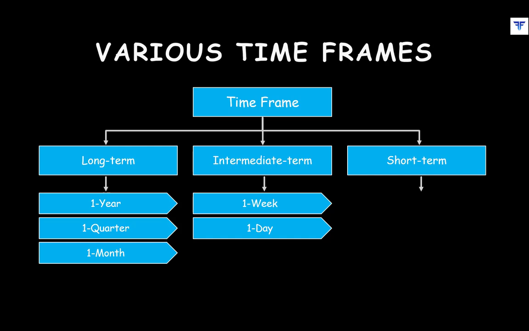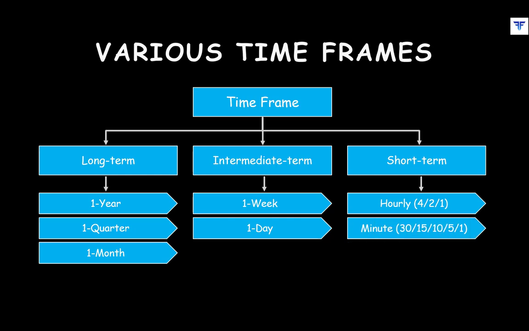Finally, the short-term time frame includes the hourly and the minute time frame. Hourly time frames commonly include the 4-hourly, the 2-hourly, and the 1-hourly time frames, whereas minute time frames commonly include the 30 minutes, 15 minutes, 10 minutes, 5 minutes, and 1 minute time frame. These time frames are used to understand and analyze the shorter term and the intraday price trends of securities.